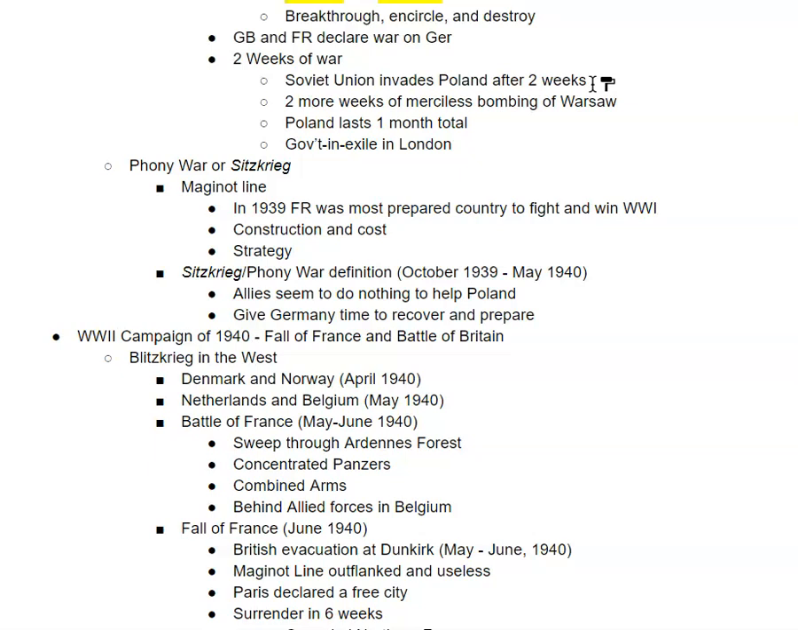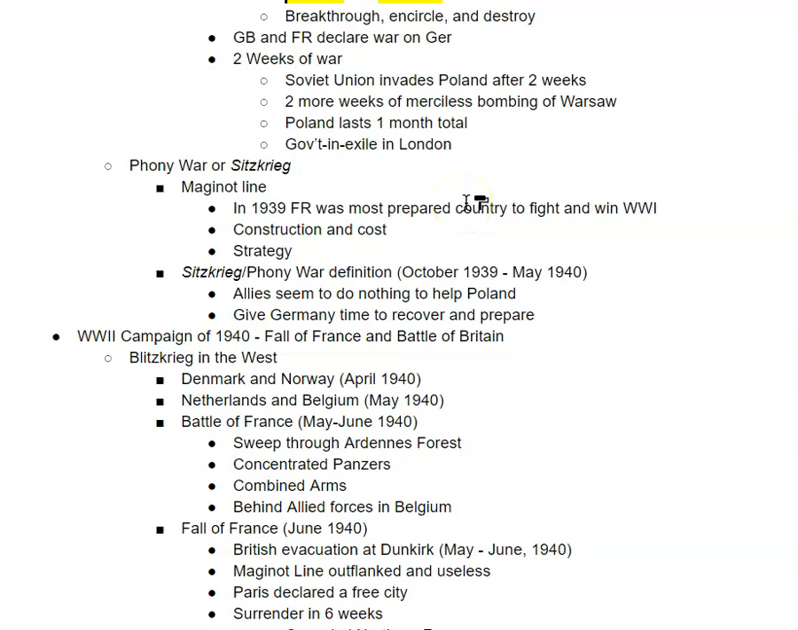The entire war lasts about a month total, but some in Poland refuse to accept total defeat, and they're able to get to the sea and able to get to England and set up a government in exile in London that agrees to somehow, some way, fight on.